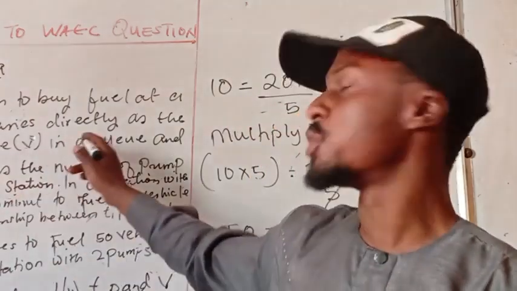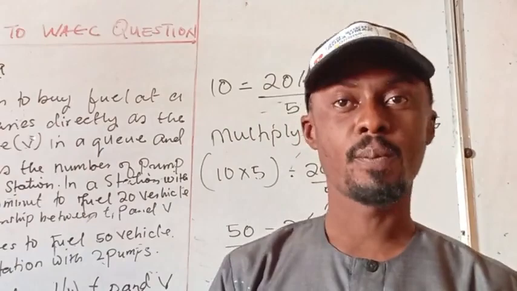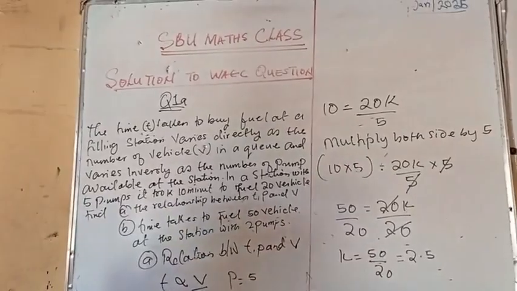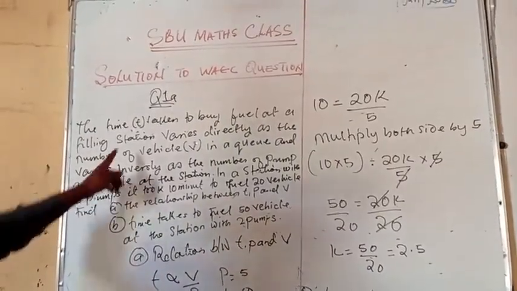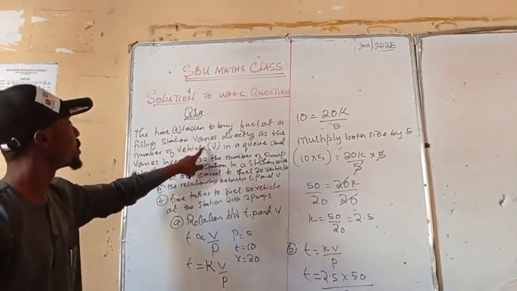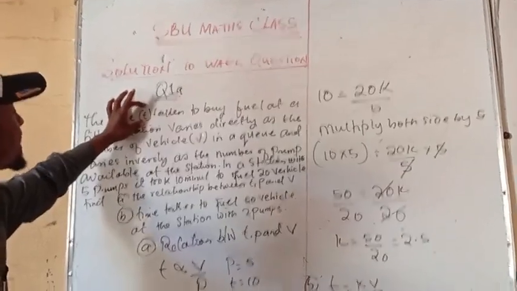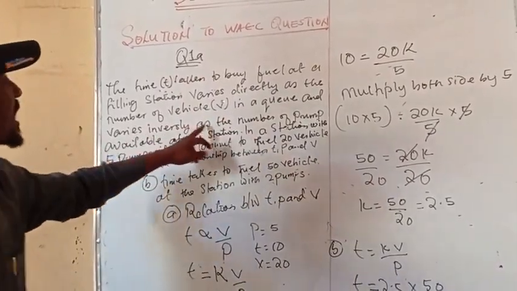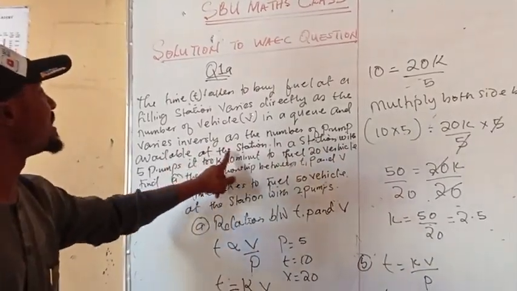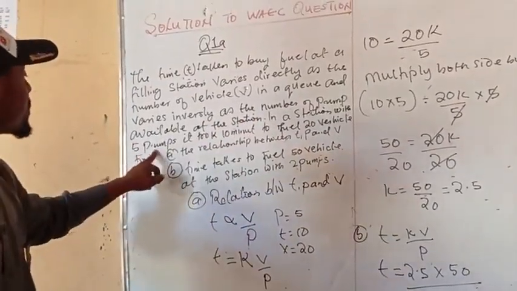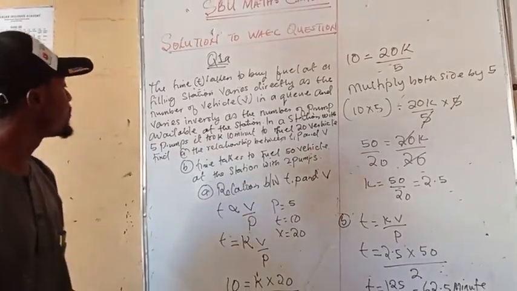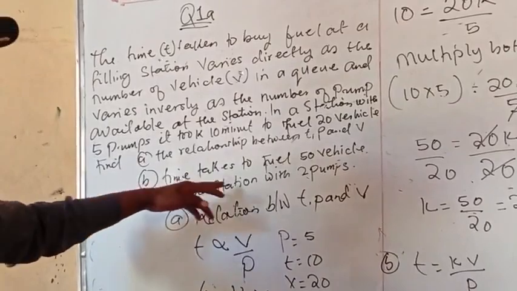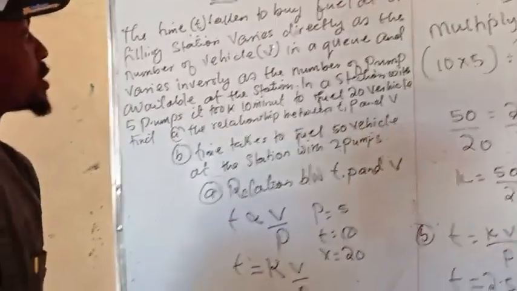We are now here with question 1 from WAEC 2024. Here is the question. The question says, the time taken to buy fuel at a filling station varies directly as the number of vehicles, V. The time was symbolized by the letter small t and the vehicle by the letter small v in a queue, and varies inversely as the number of pumps, P, available at the station. In a station with 5 pumps, it took 10 minutes to fuel 20 vehicles. (a) Find the relationship between T, P and V. (b) Find the time taken to fuel 50 vehicles at a station with 2 pumps.